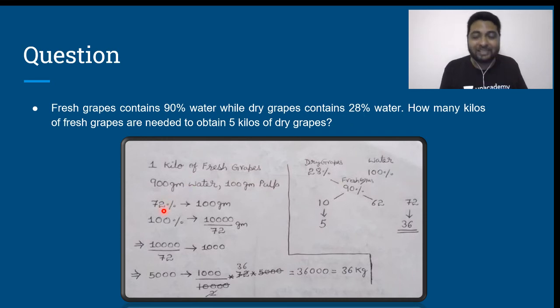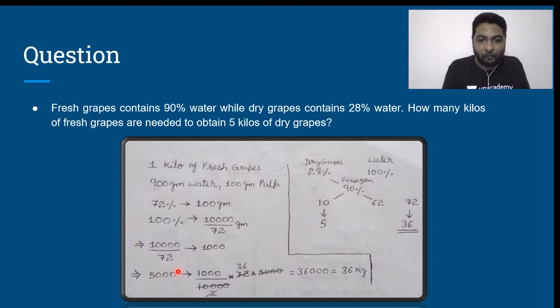So that 72% is the pulp, which is 100 grams. If 72% is 100 grams, then 100% is 10,000 by 72 grams. That is, 10,000 by 72 grams of dry grapes can be obtained from 1 kilo or 1000 grams of fresh grapes. For 10,000 by 72, I need 1000 grams.